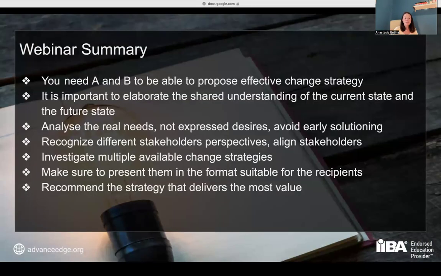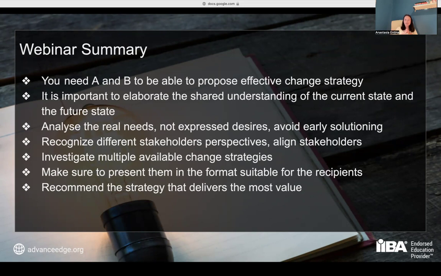Okay, so here's the webinar summary. Today we have learned that you need both A and B to propose an effective change strategy. And to have the A, you have to understand the real needs, not just express desires. Then you need to understand the B, the desired future state, where the enterprise wants to get, right? And you need to have the shared understanding of both A and B with your key stakeholders so that there are no misinterpretations, misunderstandings, errors, and mistakes in the future.